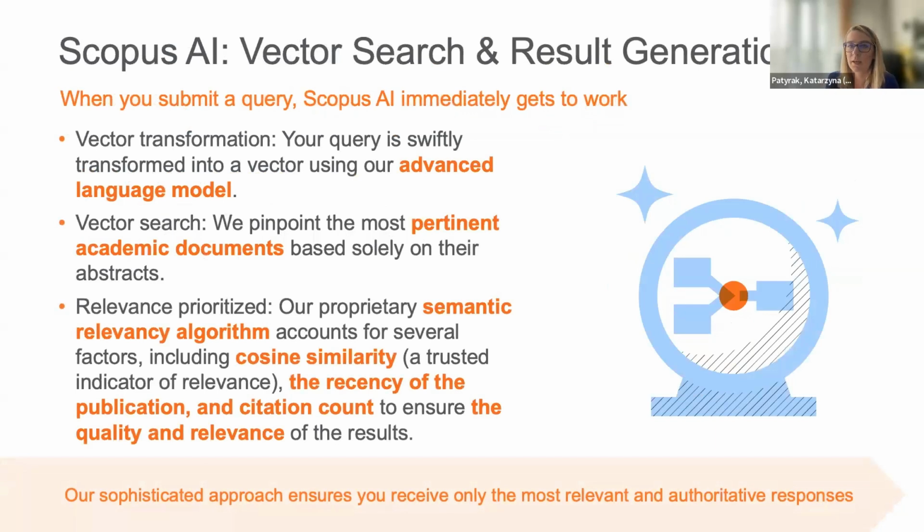publications we have. And now let's talk about how Scopus AI generates your results. So when you submit a query, Scopus AI starts working on it right away. Our advanced language model takes your query and turns it into a vector. Then we do a vector search to identify the most relevant academic files based on their abstracts. Our algorithm prioritizes the results based on several factors, including relevance, recency, and citation count. So this multifaceted approach ensures that you get only the most trustworthy responses to your query.